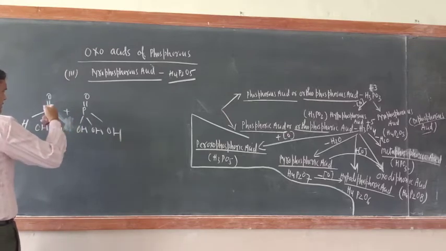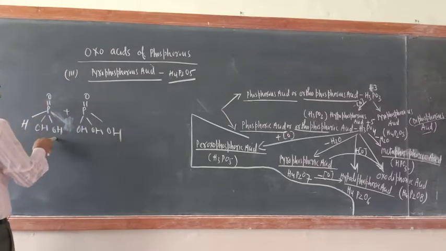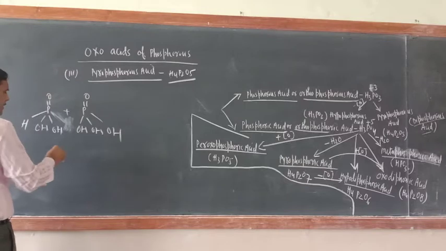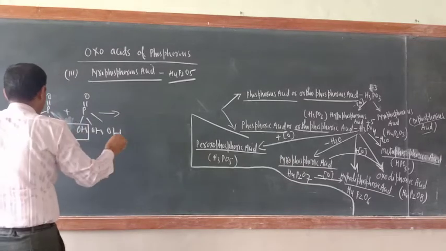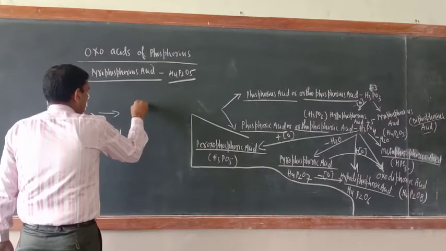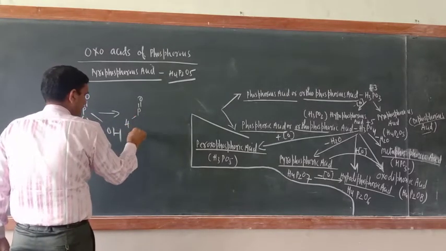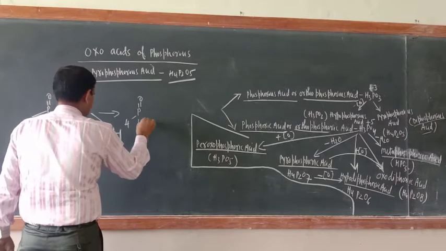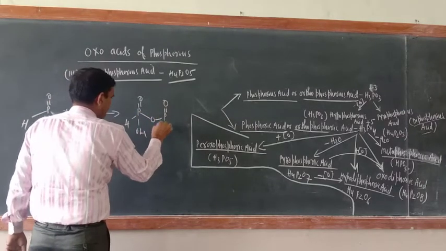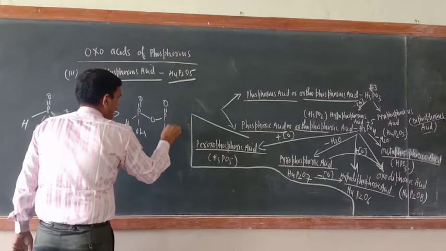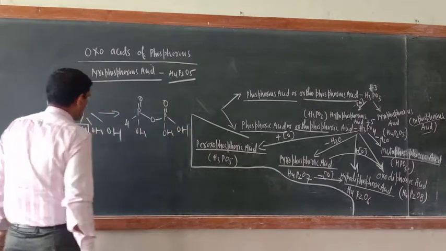Now from these two, check H3PO3 only. 1, 2, 3 oxygen. You remove 1 molecule of water. So what is the product here? The product is P double bond O, H. Here what is there? OH. Here what is there? O. Here P double bond O. And here what is there? OH. Here OH.